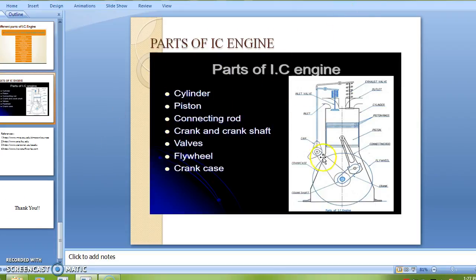Parts of IC engine. This diagram shows you the detailed parts of the IC engines, which I have already mentioned in the previous slides. All these parts are cylinder, piston, connecting rods, crank and crankshafts, valve, flywheel, crankcase.